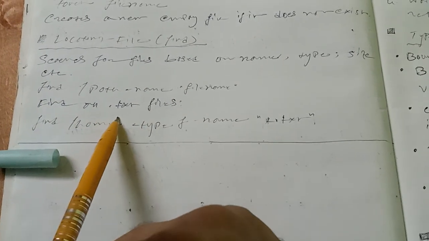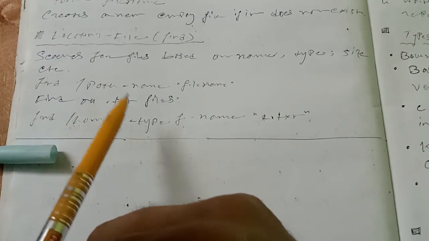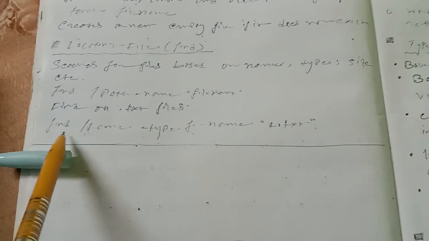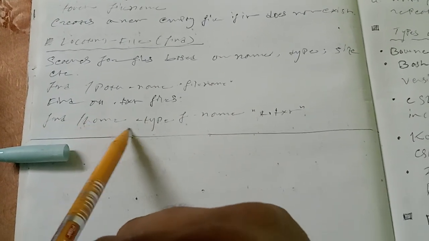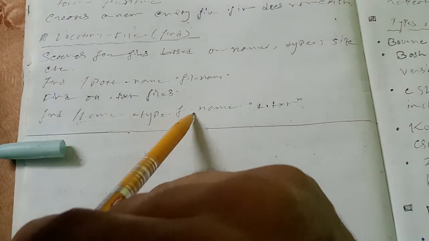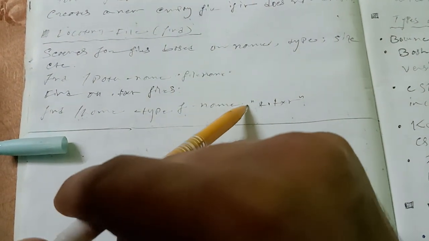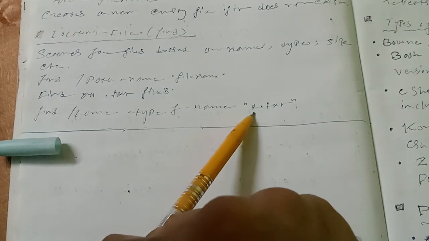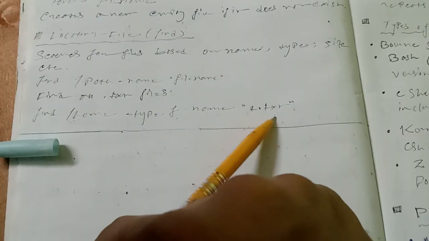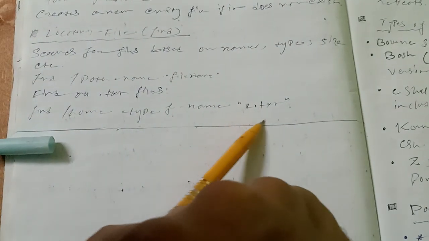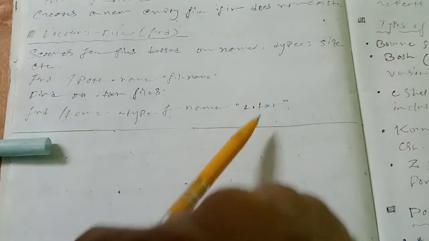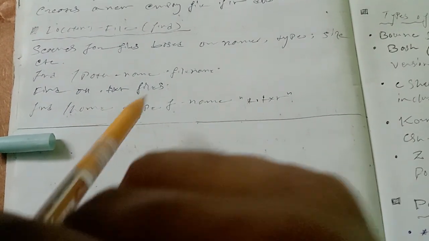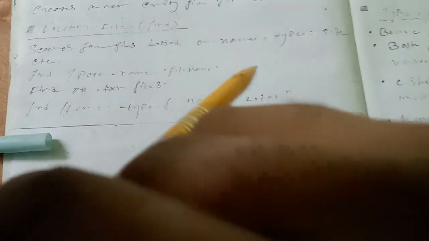If you want to find all the files with the .txt extension, you have to write this command: find /home -type f -name, and inside the double quotes you specify star, then .txt, the extension, followed by star, all enclosed within double quotes. So this is the command that will help you find all the files with the specific extension you want to look for.